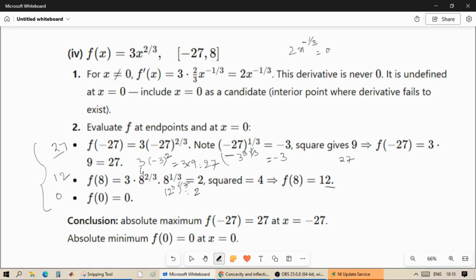Among these three, the maximum value is 27. So the absolute maximum is f of minus 27 equal to 27 at x equal to minus 27, and the absolute minimum, the least value, is 0. That is, the absolute minimum f of 0 equals 0 at x equal to 0.